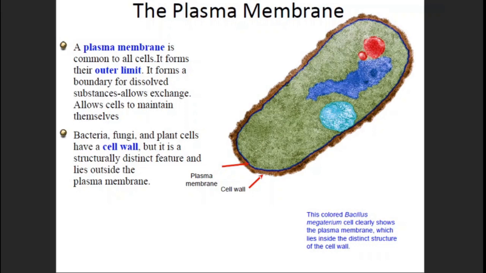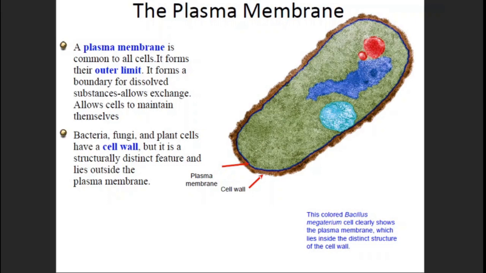They allow cells to maintain themselves, that is, it distinguishes a cell from the other cell because of the presence of the plasma membrane. Bacteria, fungi and plant cells have a cell wall in addition to the plasma membrane. Exterior to that, in the case of bacteria, fungi and plant cells, they have an extra appendage, we call that a cell wall. But it is a structurally distinct feature and lies outside the plasma membrane.